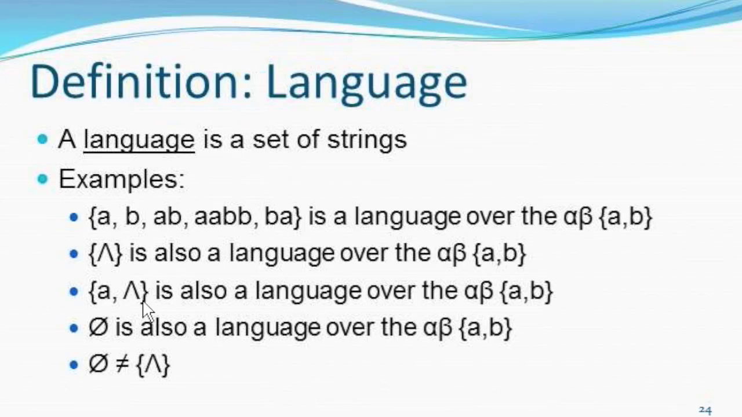This is a perfectly legitimate set of strings. It's also a language over the same alphabet AB. The empty set is indeed a language over the alphabet AB. I mean, the empty set is a set, right? It's a set of strings if you want to say it's a set of strings. So sure, the empty set is a language over the alphabet AB. And let me be very careful to point out that the empty set is not the same as the set containing lambda. This set here has 1 element. The set on the left has 0 elements.